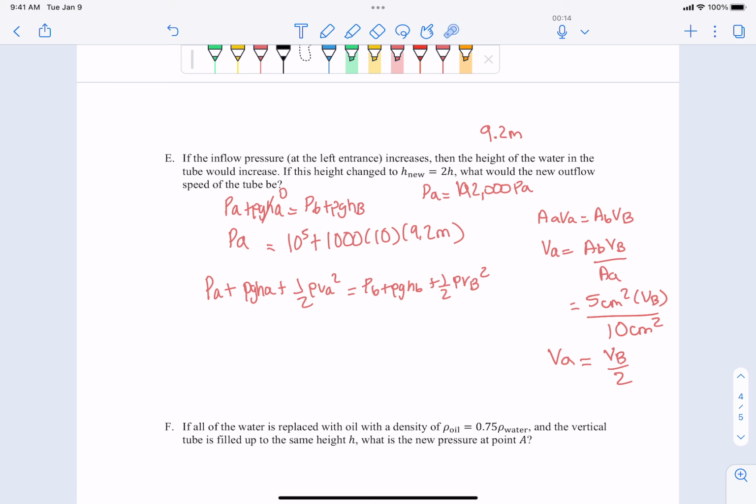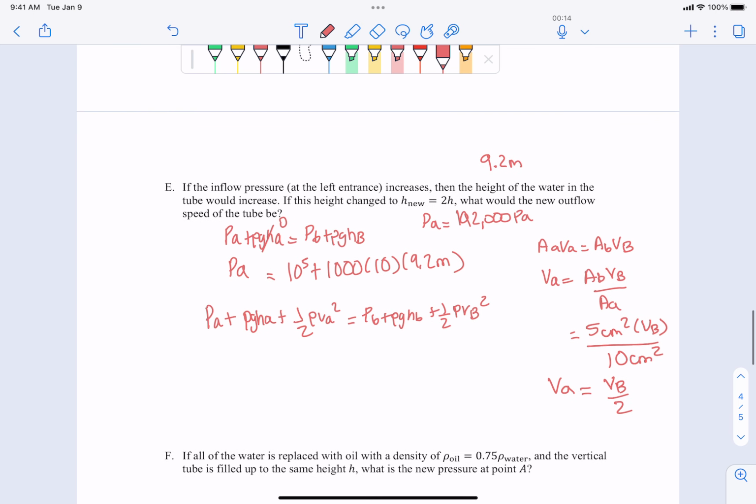So now that I have this relationship that VA is equal to VB over 2, that means the velocity at point A is half the velocity at point B. So I can substitute that into these values and write everything out.